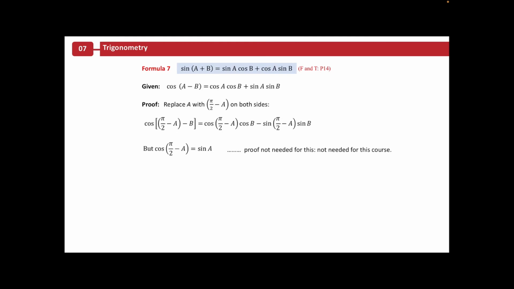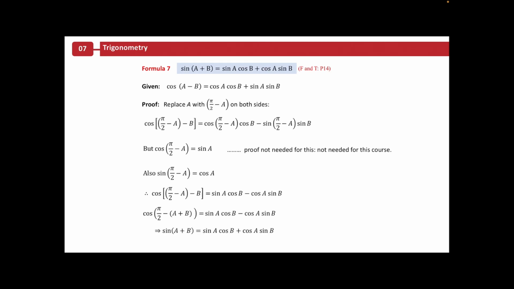But cos of pi over 2 minus A equals sin A. You do not need to prove this. And also sin of pi over 2 minus A equals cos A. And therefore cos of pi over 2 minus A minus B equals sin A cos B plus cos A sin B. And so sin of A plus B equals sin A cos B plus cos A sin B.